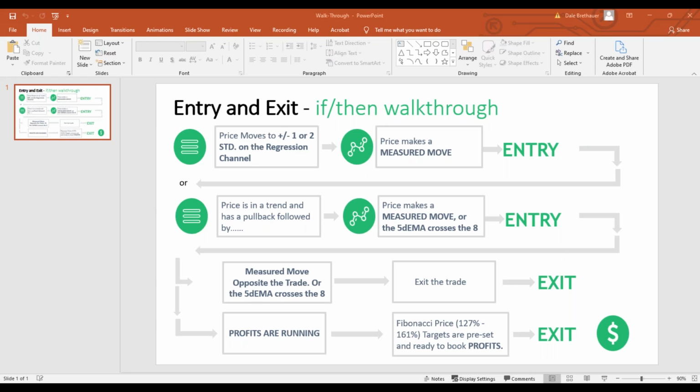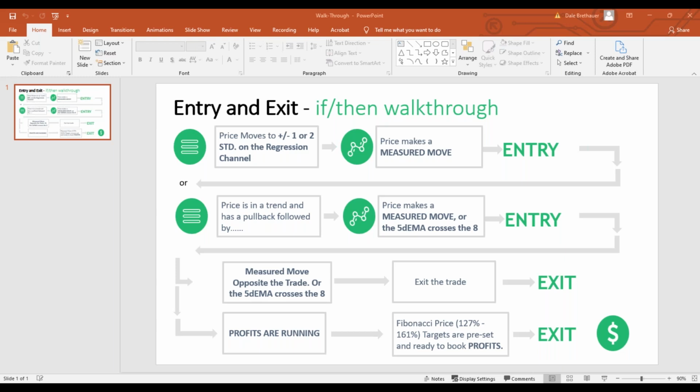So the walkthrough basically is that we use the regression channel. And if the price is around the 1 or the 2, either plus or minus 1 or 2, I'm interested, but I'm looking for the price to revert back to the mean. I always want a measured move to confirm that. A bullish measured move is a higher high, a higher low followed by a higher high. As long as you continue to have higher highs, you are in an up, bullish trend.